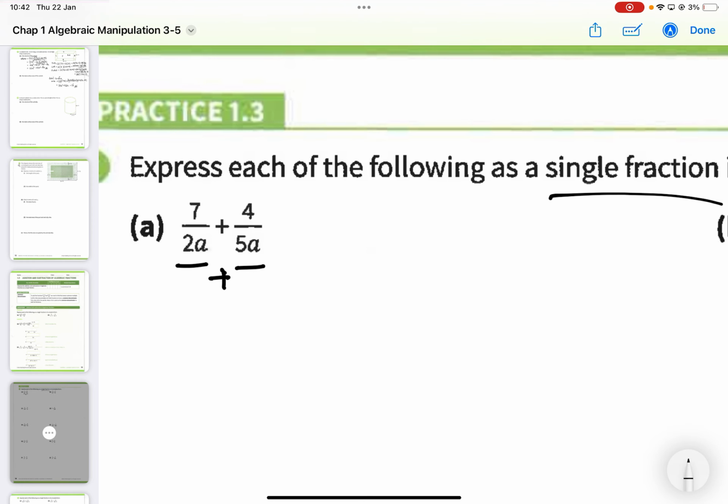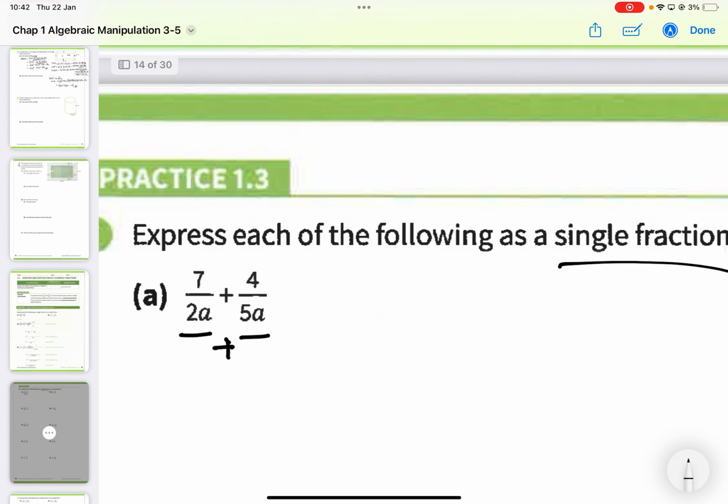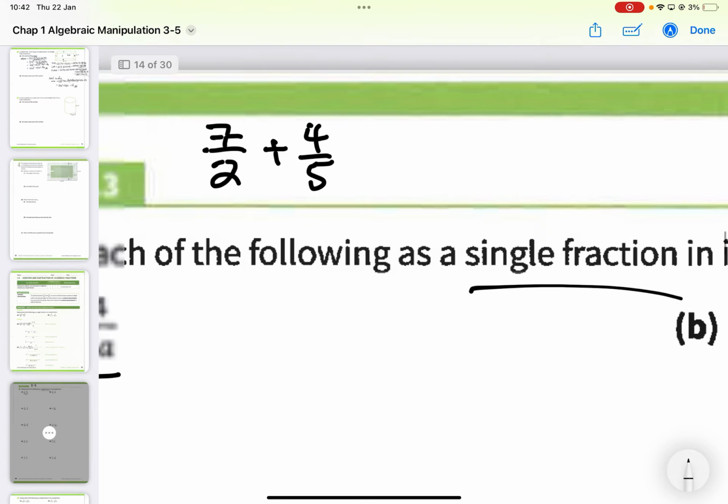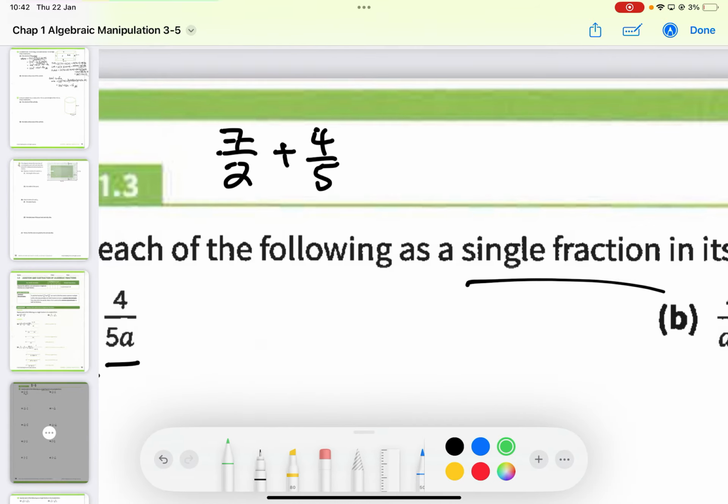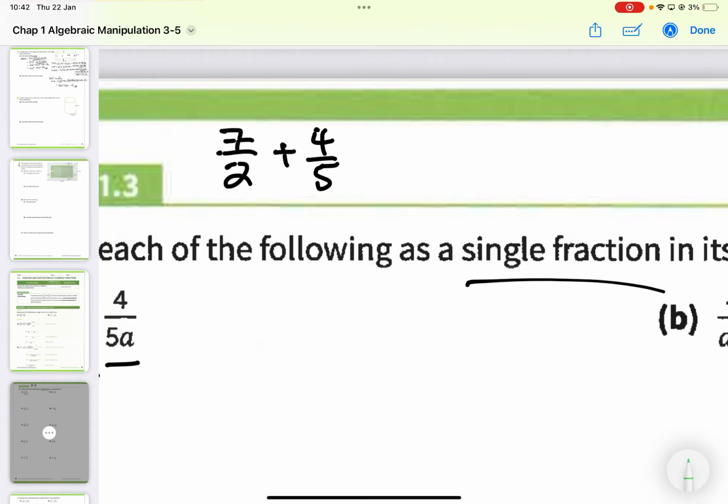Let me bring you back to your primary school things that you all have done before. Let's say I don't have the A there. I have 7 over 2 plus 4 over 5. What will you do when you are adding fractions? Amani? Yes, make the same denominator. So 2 and 5, we find the lowest common multiple, which is 10.